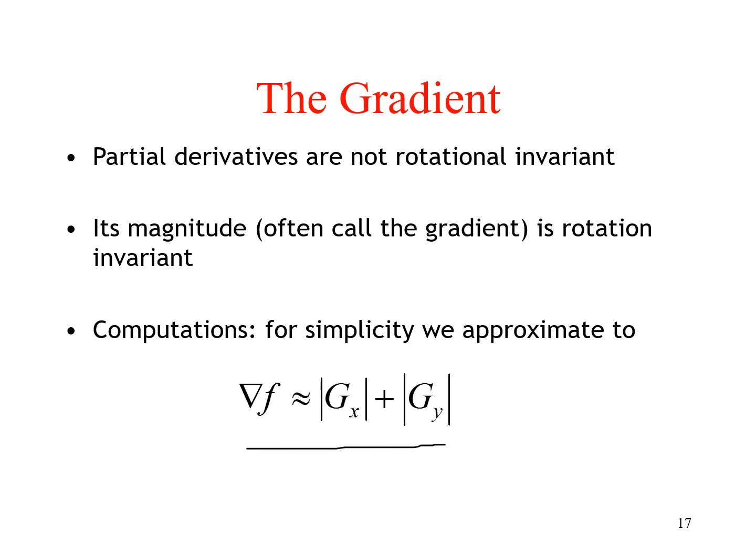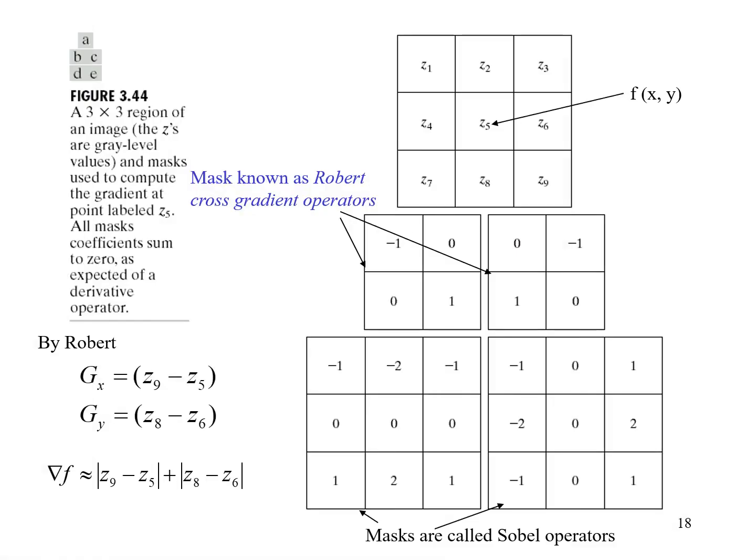And for simplicity, we can say that this gradient is equal to mod of gx plus mod of gy. These are the different masks which are used for gradient filter. So here you can see these are known as Roberts masks. Similarly, these two are Sobel operators. These are Roberts cross gradient operators.